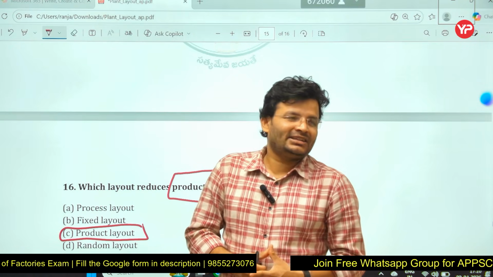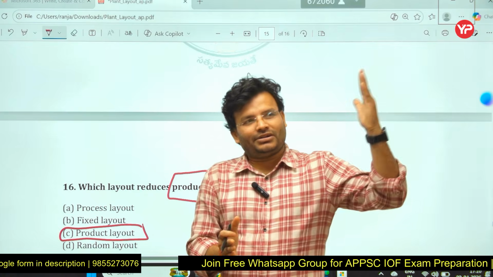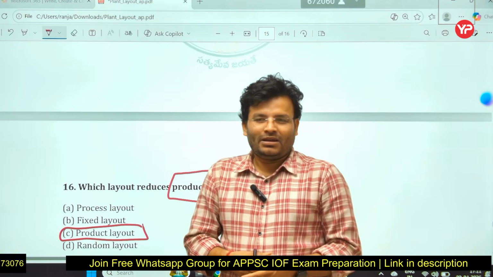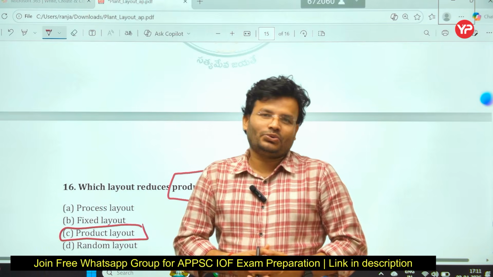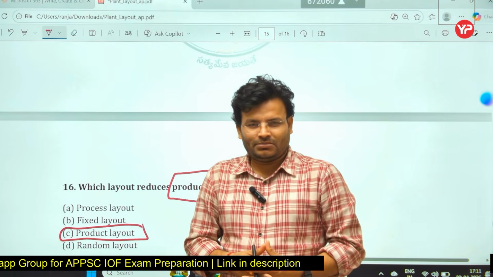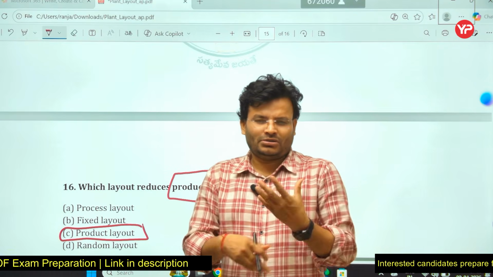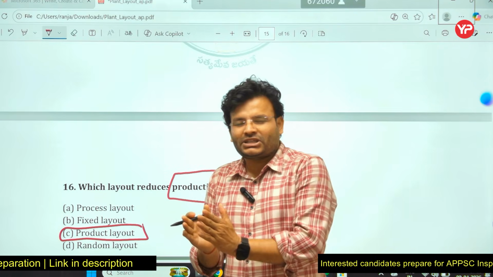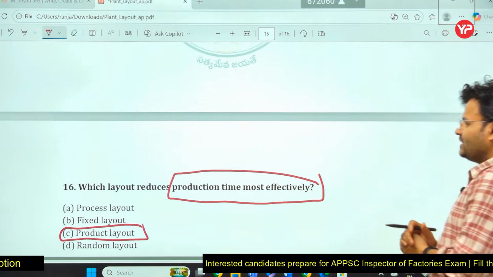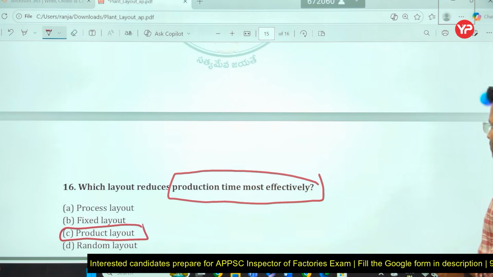Yes, another disadvantage is that once one work is affected, all the works will get delayed. But it is easy to control. We can see, okay, that's the problem, and simply we are able to recover. We start working at that point, remove whatever problem is at that workstation and start working. So simply we can say C, production time most effectively should be a product layout.